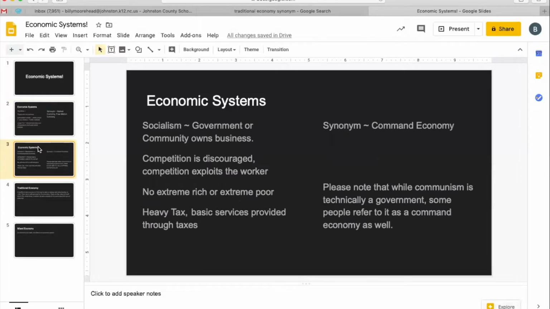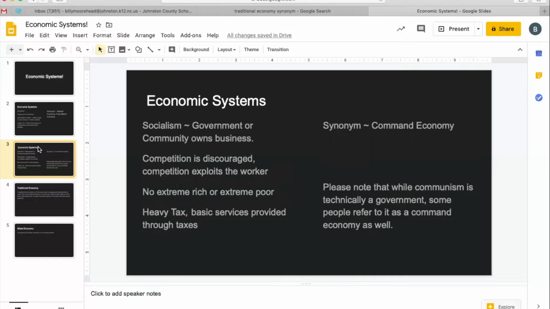Our next one is socialism. Now remember, this is going to be government or community-owned business. Competition in this system is discouraged. I want you to think of the post office. The post office is owned by the government. The post office has no intent for the post office in Garner to be 1,000 times better than the post office in, say, Wilson's Mills, North Carolina. They would ideally want them to be the same.